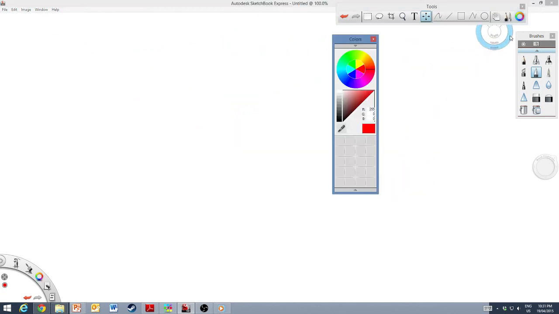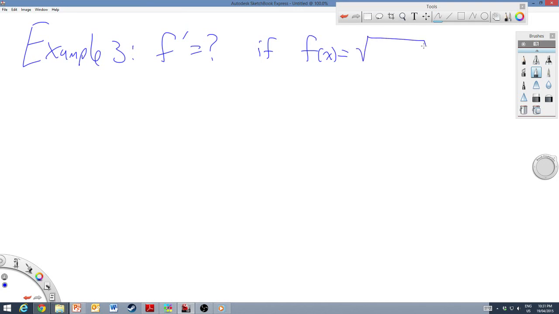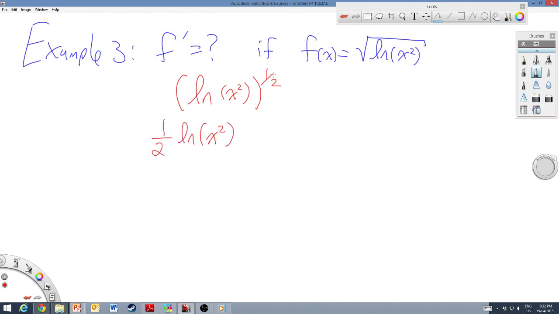Alright, one more example and then I'll talk about logarithmic differentiation. Example 3. Find f prime if f of x is equal to the square root of ln of x squared. Well, recall that we can rewrite the square root as ln of x squared, and this whole thing to the power of 1/2. Now, using log rules, we can simplify this to be 1/2 times ln of x squared, because logarithm rules say that I can bring the exponent out front.